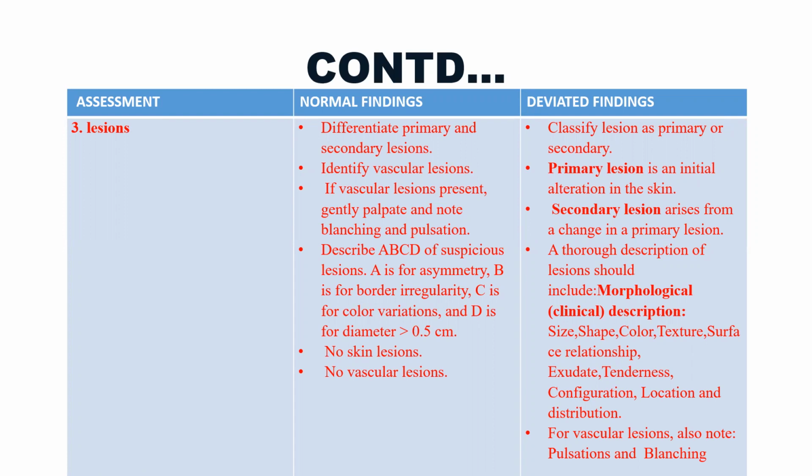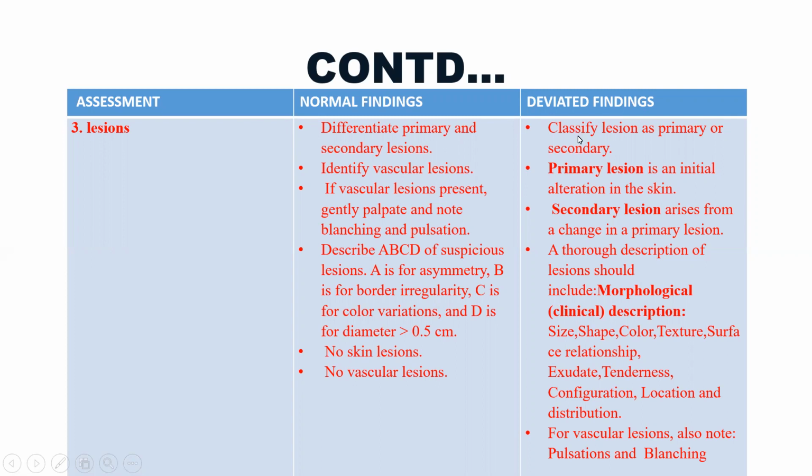You should also describe the A, B, C, D of suspicious lesions. A indicates asymmetry, B is for border irregularity, C is for color variations, and D indicates a diameter of more than 5.5 centimeters. No skin lesions or vascular lesions should be the normal findings. So let's look into the deviated findings.